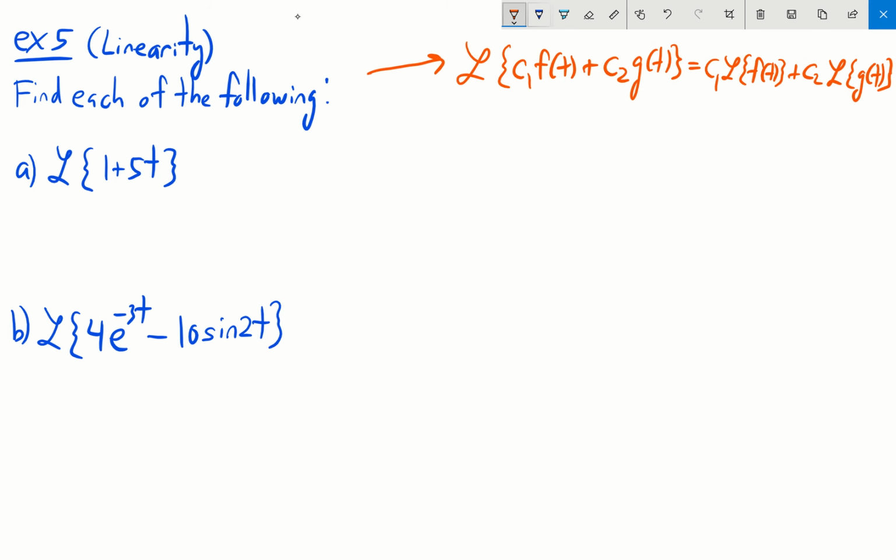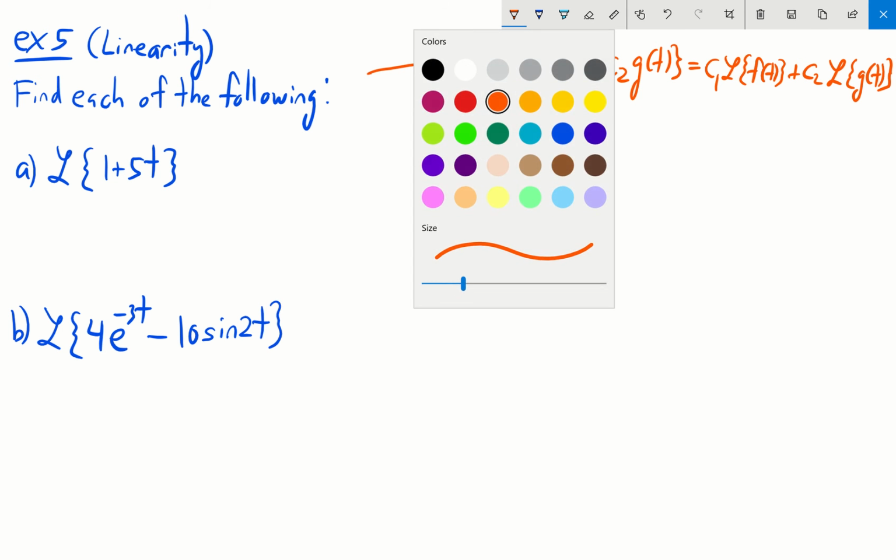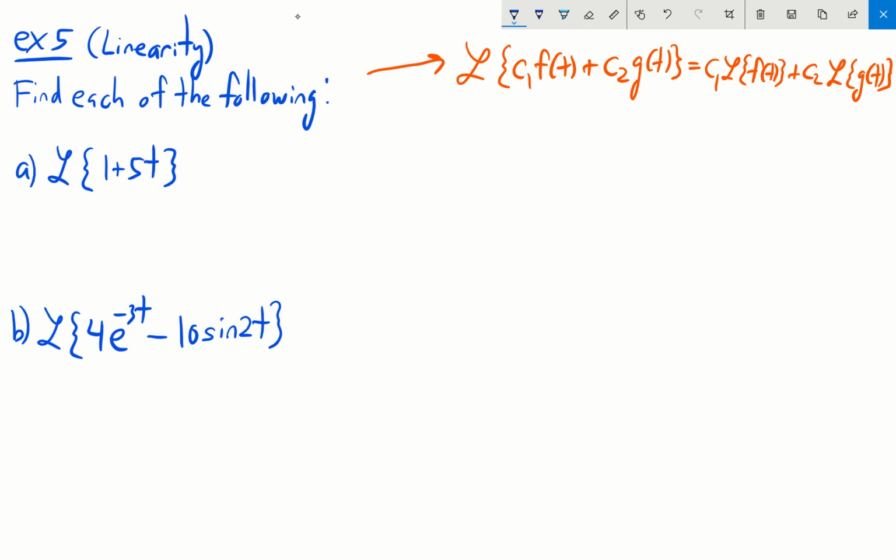So remember, because the Laplace transform is linear, if you have a linear combination, let's suppose it's c1 f of t plus c2 g of t, the Laplace transform of that linear combination is simply going to be c1 times the Laplace transform of f plus c2 times the Laplace transform of g.